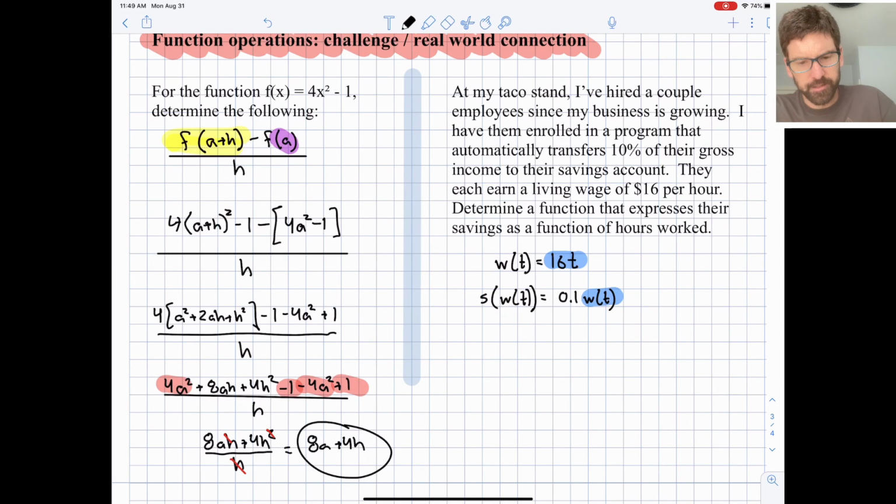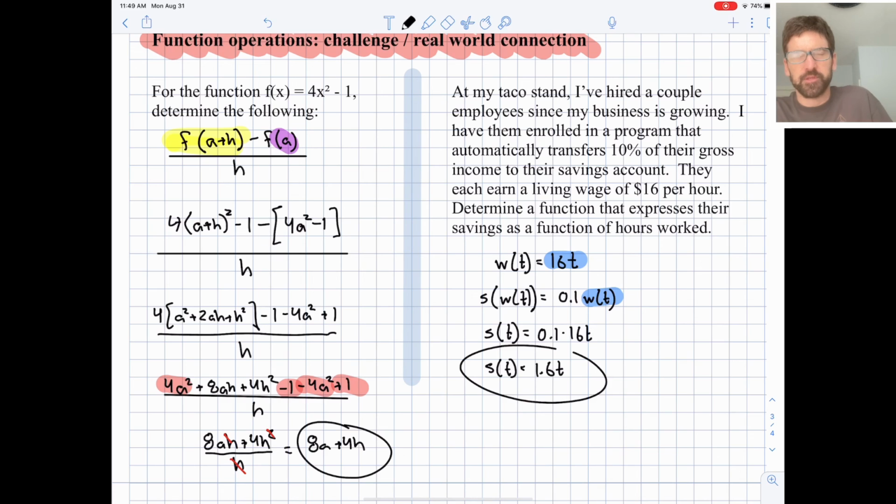And let's write this out. So savings now as a function just of time is going to be 0.1 times 16t. So savings as a function of time is going to be 1.6t. So I'm sure you probably could have figured that out just by thinking about it. $1.60 per hour gets put into their savings account, but I wanted to take you through that process of using the formal function notation.